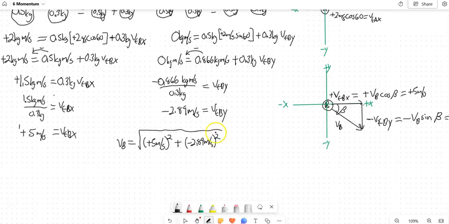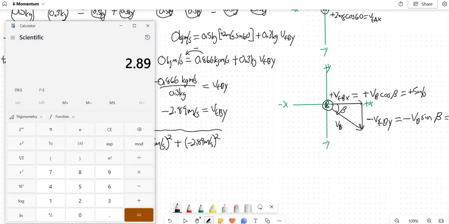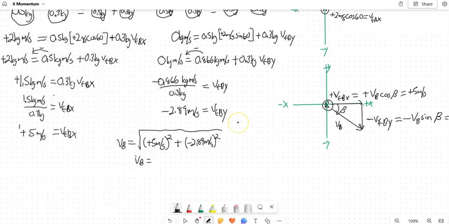We're going to square those both. So we're going to get the overall velocity here: negative 2.89 that we're going to square, plus 25, equals, and then square root. 5.78. So the overall velocity of this is 5.78 meters per second. Okay.